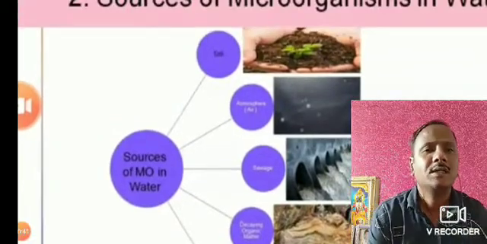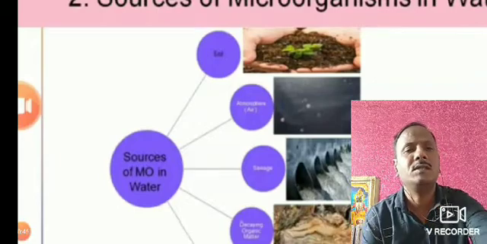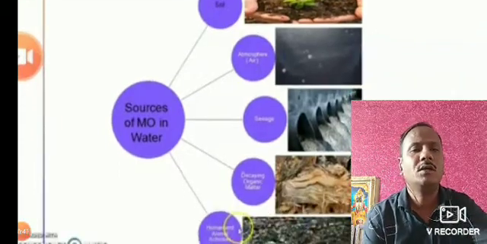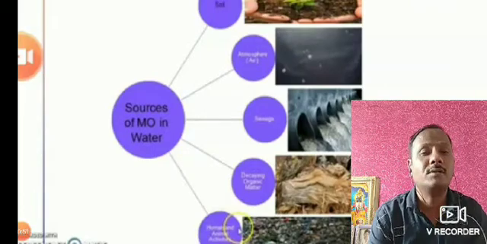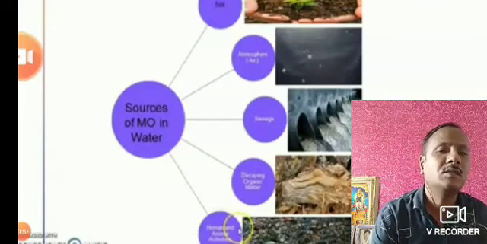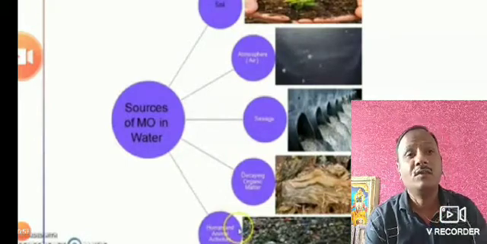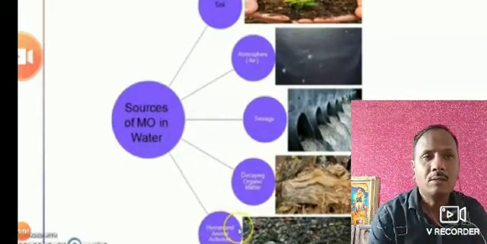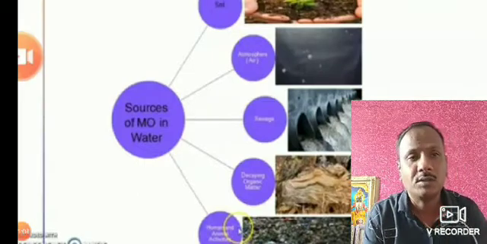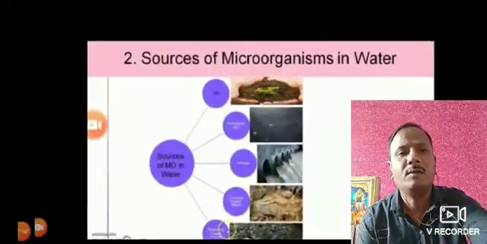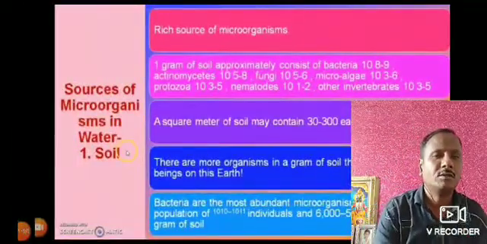The first is the soil. The second is the atmosphere, meaning air. Third is the sewage. Number four, decaying organic matter. And the last one is human and animal activity. These are the different sources where microorganisms are mixed into the water. Let us see one by one how these microorganisms are mixed into the water.